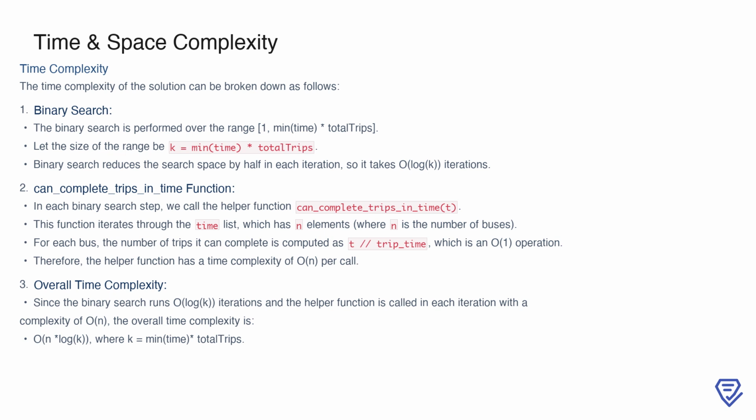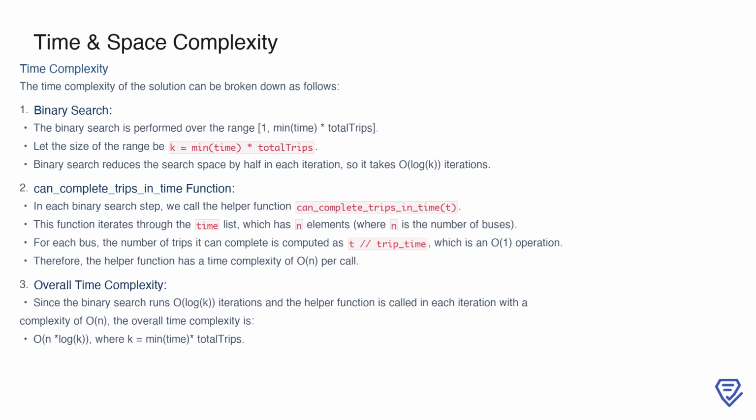To analyze the time complexity of our solution, we start with the binary search process. Binary search operates on the range from 1 to the product of the smallest time in the time list and the total number of trips needed. Let's denote this maximum range size as k equals min(time) * total trips. Binary search reduces this range by half in each iteration, which means it performs approximately O(log k) iterations.